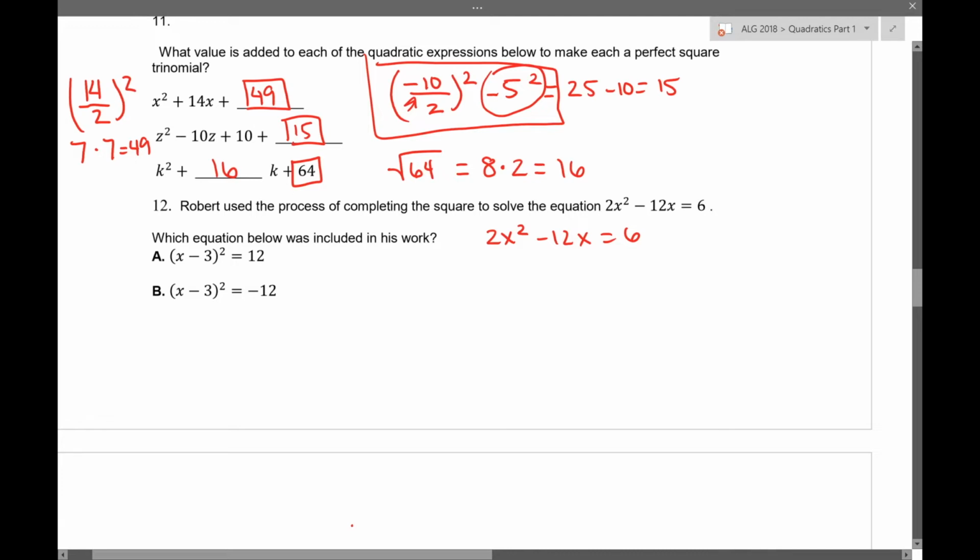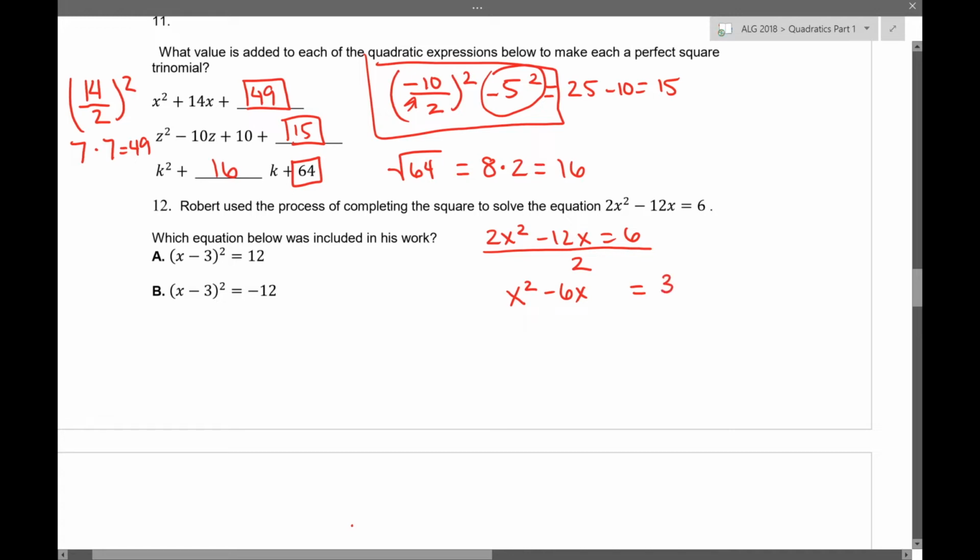Now, we've never done a problem where the 2 is here. So what I need to do is get rid of that 2, so I'm going to divide everything by 2. 2 divided by 2 is just 1, so it's just x squared. Negative 12 divided by 2, negative 6x. And I'm going to leave a little gap right here. 6 divided by 2 is 3.